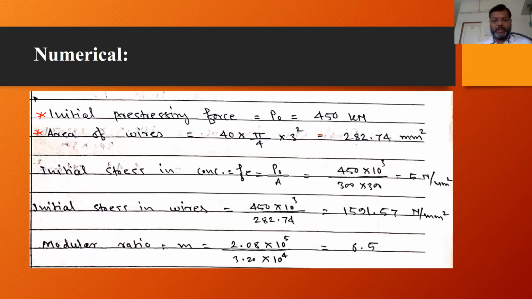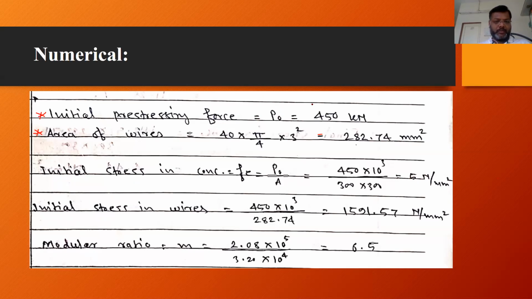That is the initial stress in concrete, not pre-stress. Initial stress in concrete is 5 Newton per mm square. Okay. Now the initial stress in wires we have to calculate.